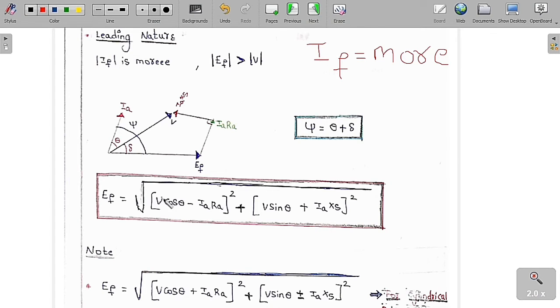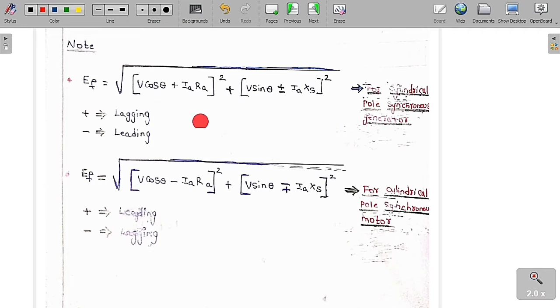Now, if I want to find the value of EF from this vector diagram, we get EF equal to the square root of (V cos theta minus IA into RA) whole square plus (V sin theta plus IA into XS) whole square. So this is the equation we are going to get for this leading nature.